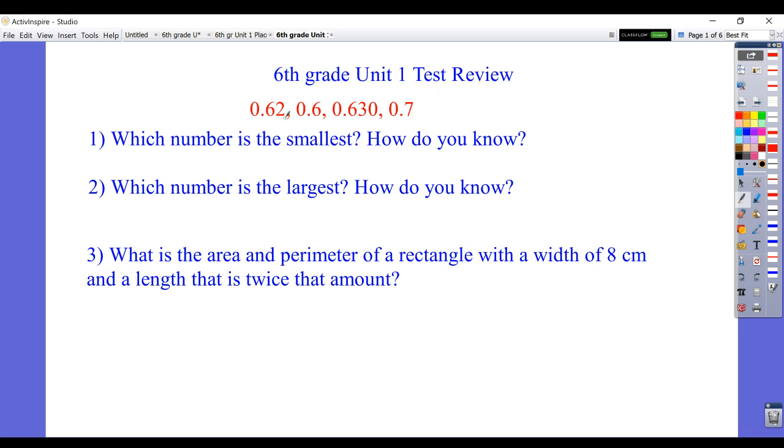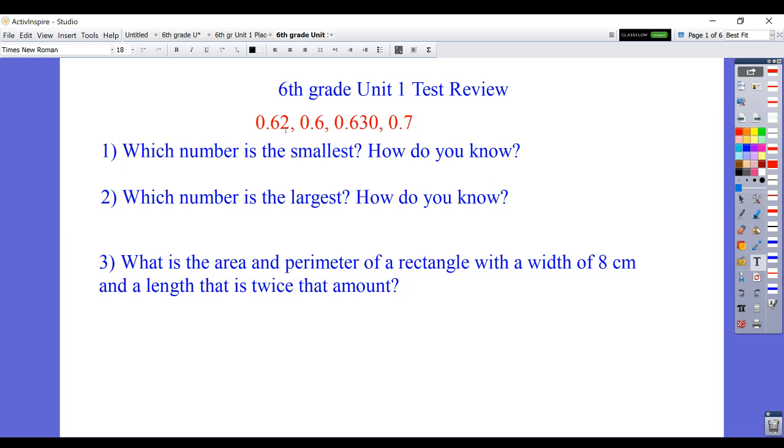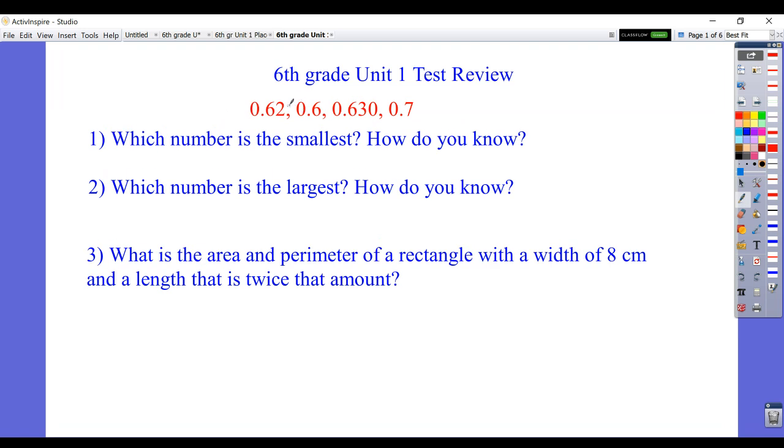So first of all, they're giving you a set of numbers and they want to know which number is the smallest and how you know that. Now there's more than one way to do this, but one way that I think makes a lot of sense is to add non-essential zeros until all the numbers have the same number of place values. Place values meaning the number of digits behind the decimal point. In other words, we can change these numbers so that they all have 3 digits behind the decimal point. So we can add a 0 here, we can add 2 zeros here, and we can add 2 zeros here.